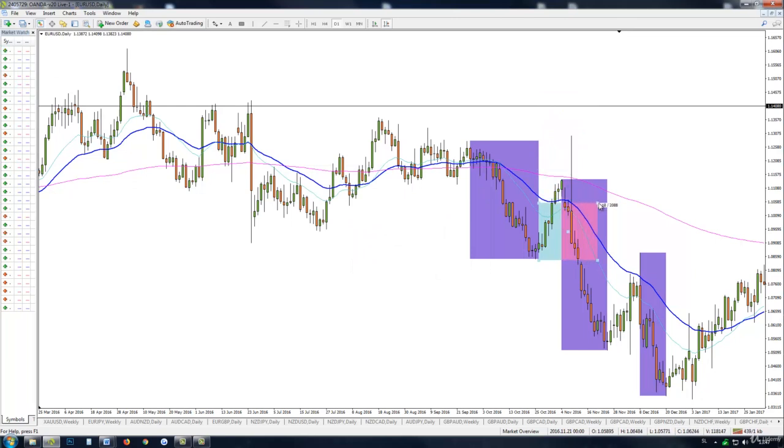I really like how MT4 is changing the colors when there are two rectangles together. It's like a painting, isn't it?